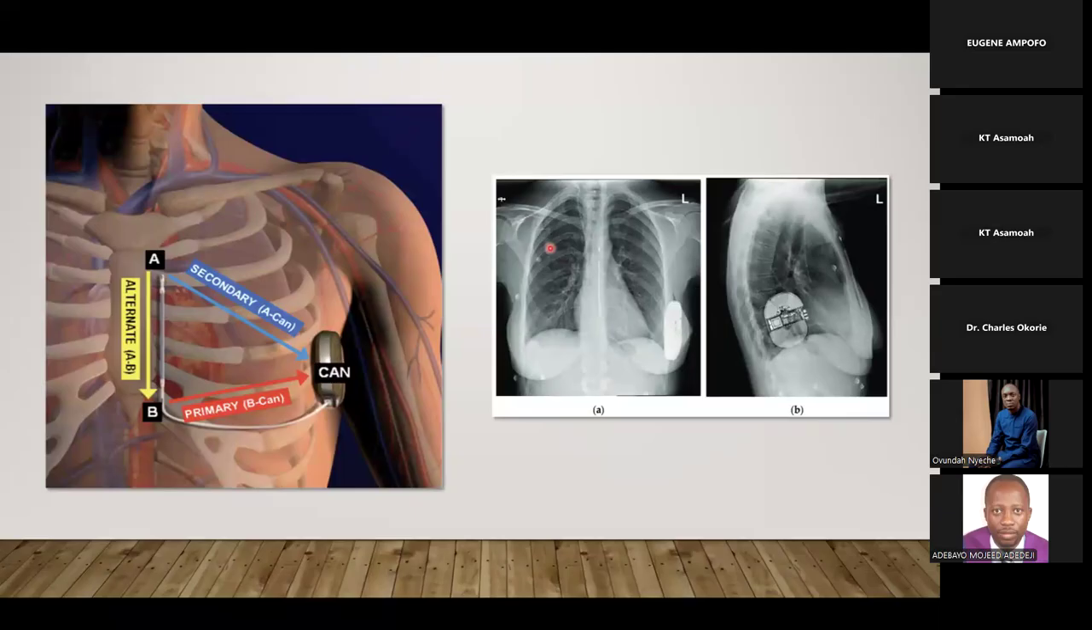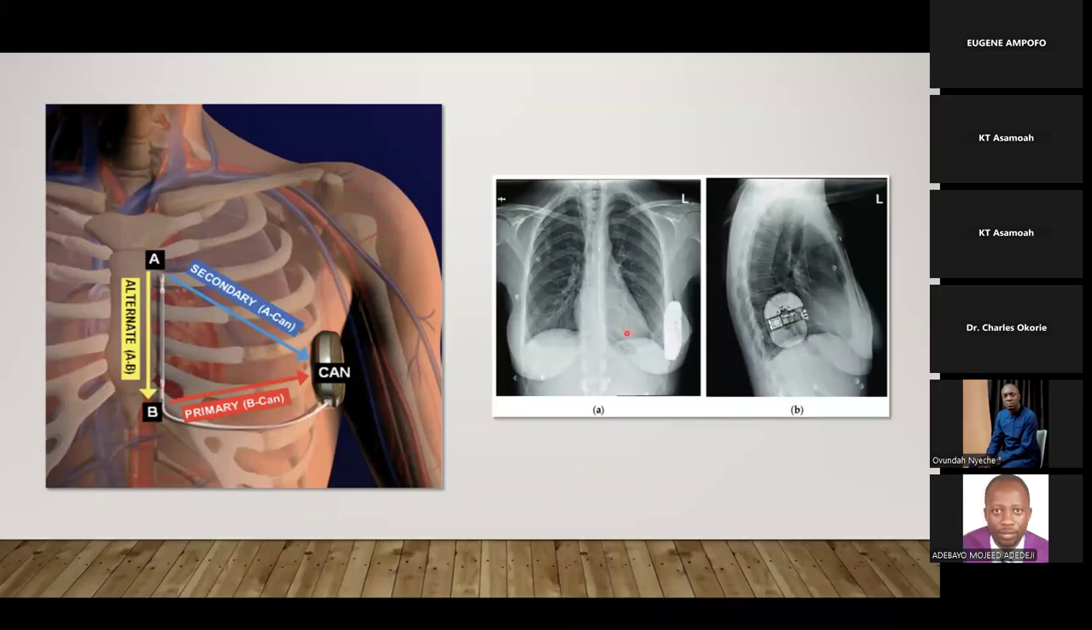Then here we have the subcutaneous ICD. Now, with the subcutaneous ICD, you have the pulse generator placed along the rib cage laterally, so sort of in the flank, and then you have a single electrode which is placed parallel to the sternum on the left side.